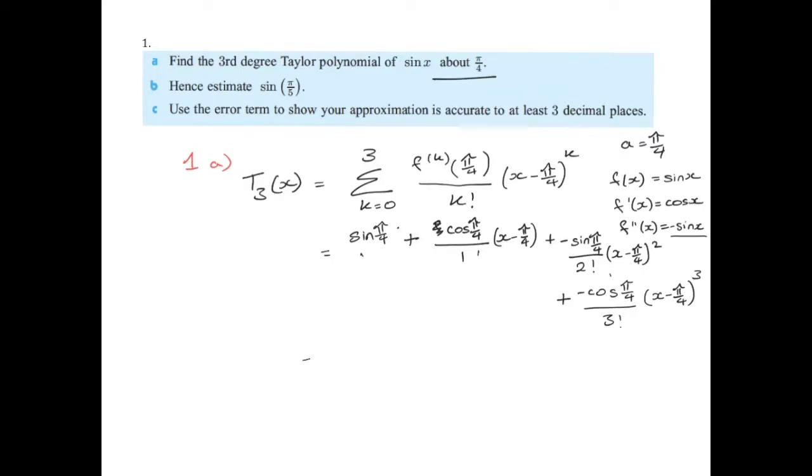Okay, let's try and simplify this. Sine of pi on 4, hopefully you know, is 1 on root 2. Plus, cos pi on 4 is 1 on root 2, divided by 1 is just 1 on root 2, times x minus pi on 4.